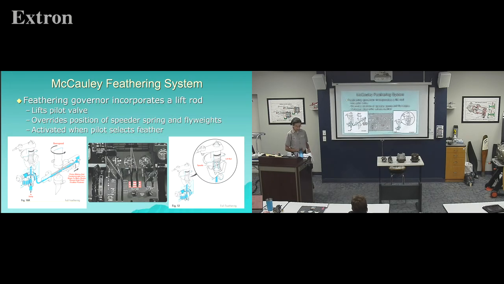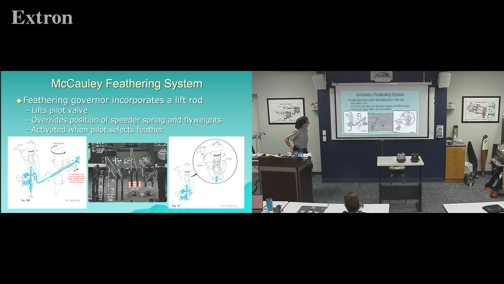Now, how does it do that? So in the governor, and I'm going to pass these two around so you can look at what I'm talking about. It's going to have an additional lift rod going to a pilot valve. This is a feathering governor because, we're going to talk about this, it has an unfeathering component to it to take the prop out of feather. So this is an additional component for the lift rod on the pilot valve. On top of here, this is just nothing. So you can compare those two.